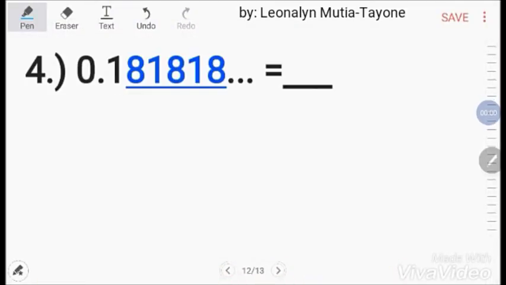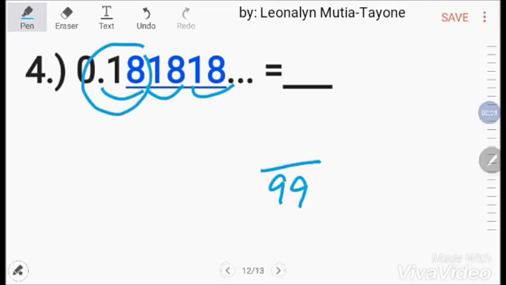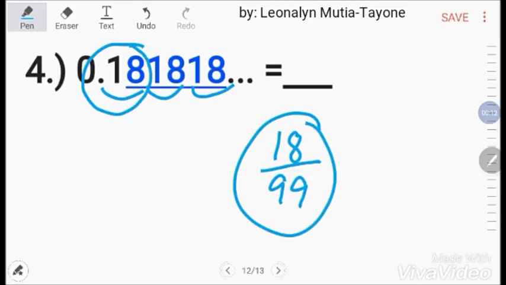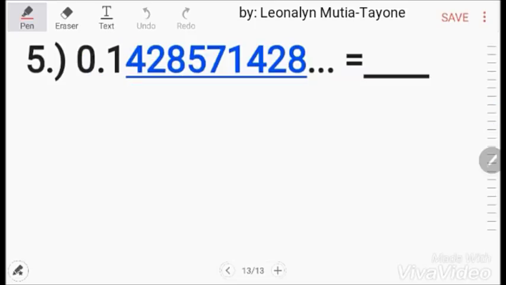Another way, dalawa ang na-repeat. So, dalawa na 9. Ang na-repeat na number ay 18. So, 18. So, ito na yung fraction niya. I-simplify pa natin yan. And that is 2 over 9. So, ang answer dito ay 2 over 9.